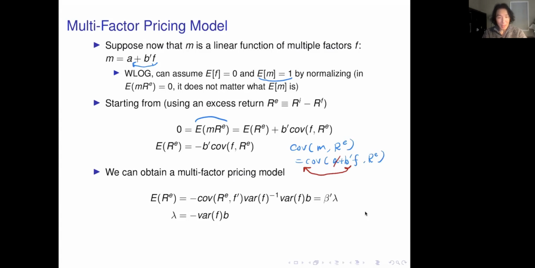And to obtain the beta pricing model, we use the same trick as before: divide by the variance of f and multiply by the variance of f. Why does this have matrix notation? Because f is a multi-dimensional vector. Therefore, we need to use the variance-covariance matrix instead of the scalar variance of f.